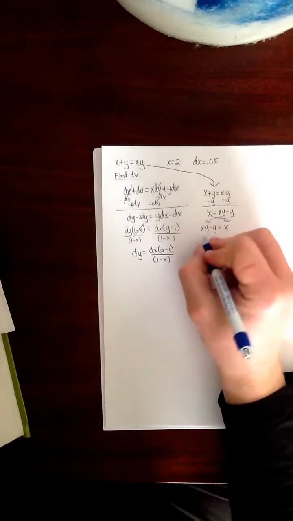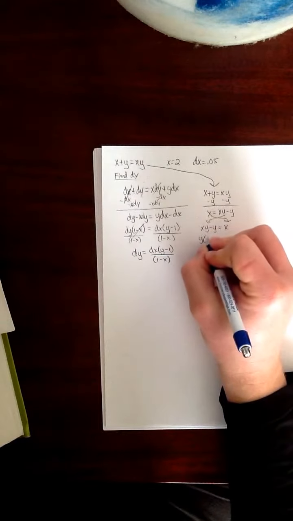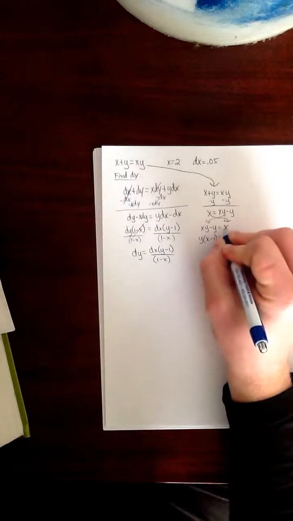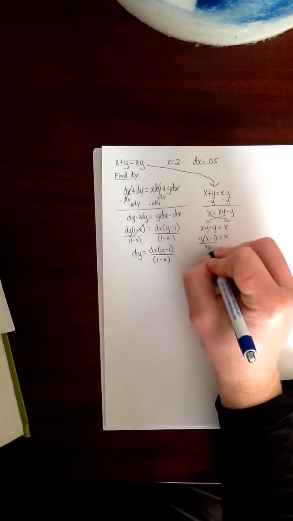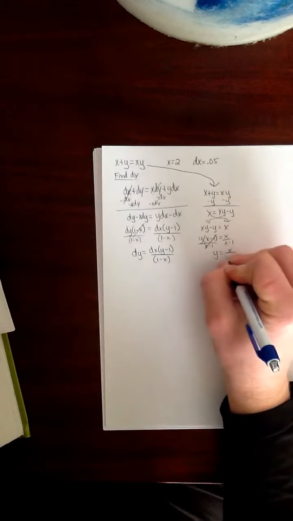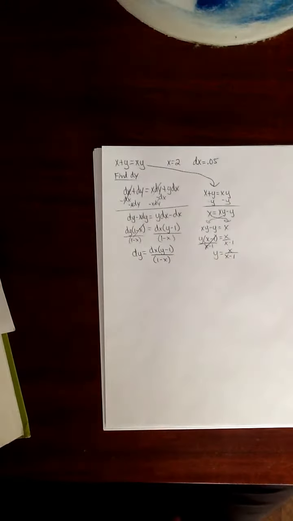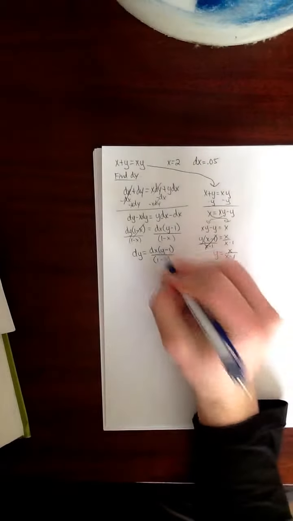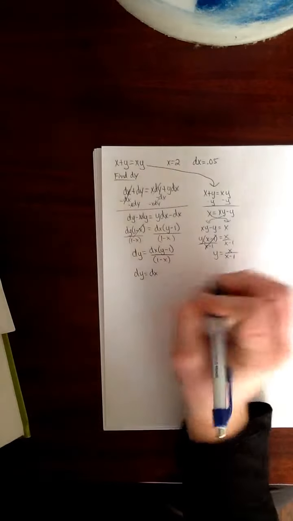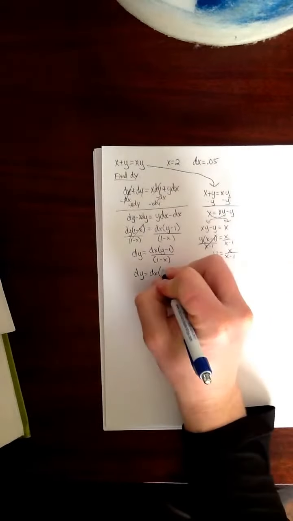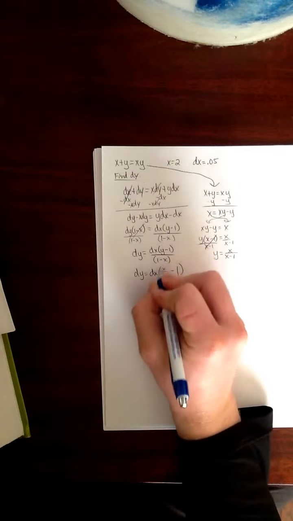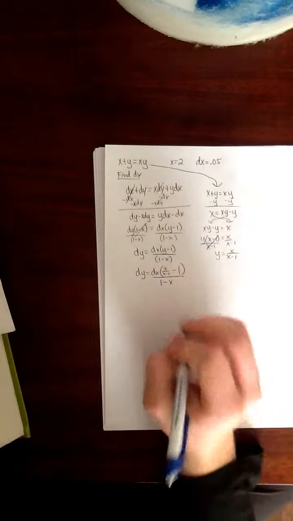Factor out a y there, so y times (x minus 1) equals x divided by x minus 1. Hey, it worked. So y equals x divided by x minus 1. That's nice. Now we can plug that back in. So my real dy will equal dx times x over x minus 1 minus 1 over 1 minus x.